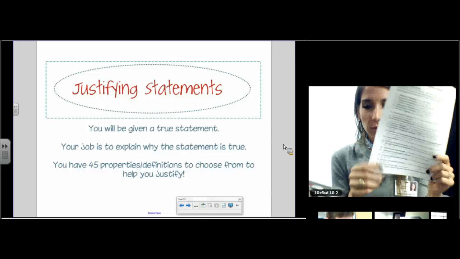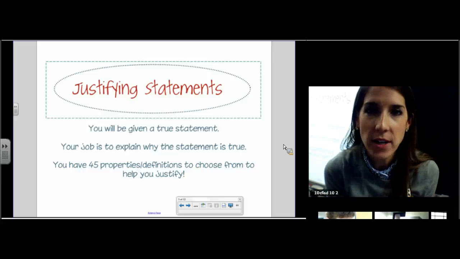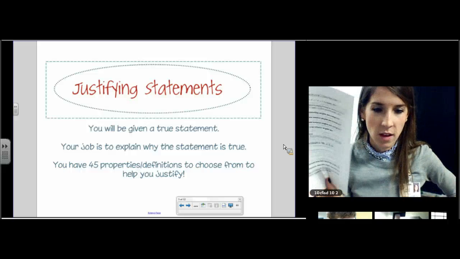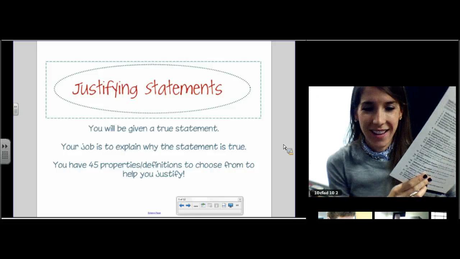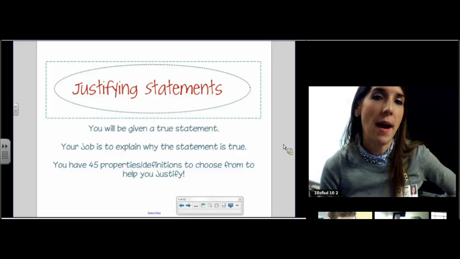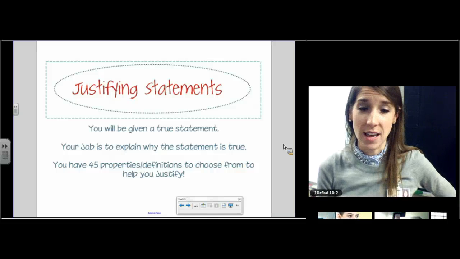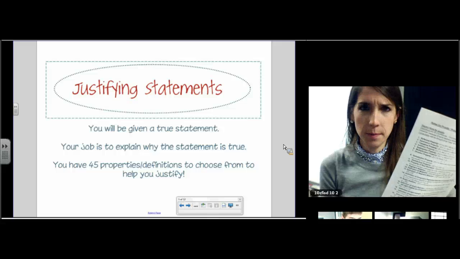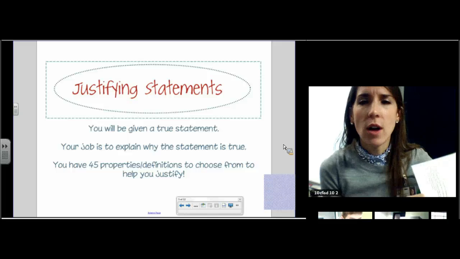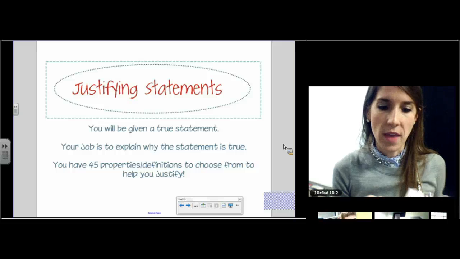You have a whole sheet of reasons why properties can be true. There are 45 on there, at least. Most of these you already know. So I don't want you to be intimidated by this list. Most of these are common sense to you now that you've practiced them. I don't want you to think I have to go home and spend hours memorizing this. No, you don't have to memorize the number. You don't have to memorize the order. You just have to know when to use them. And let's figure out what that means, okay?